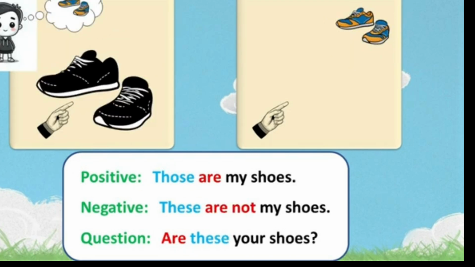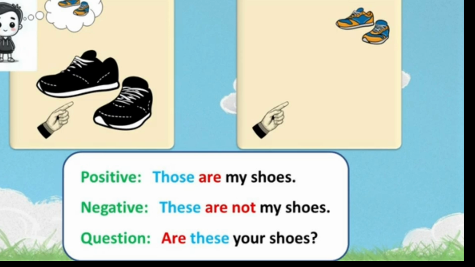Let's take a look at these shoes. Look at the boy here. He is thinking about his shoes, right? Which one has this or those? So, those are my shoes. The faraway shoes. Those are my shoes. Positive sentence. These are not my shoes. The close shoes are not his shoes. These are not my shoes.